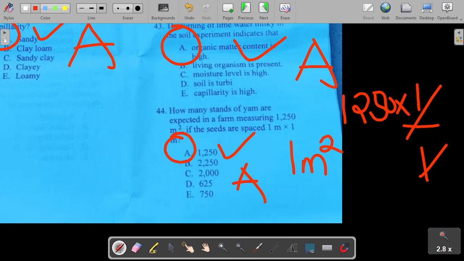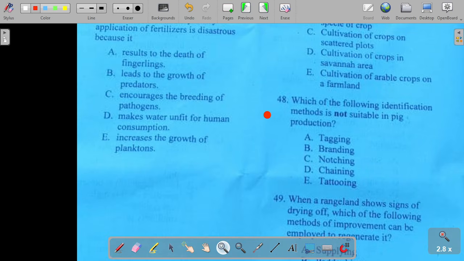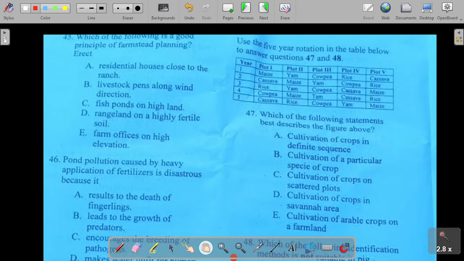Then number 45. Which of the following is a good principle of farm stand planting erect? Residential houses close to the ranch? No. Livestock pens along wind direct? No. Fish pond on high? No. Farm office on high elevation? Of course. 45 is E.